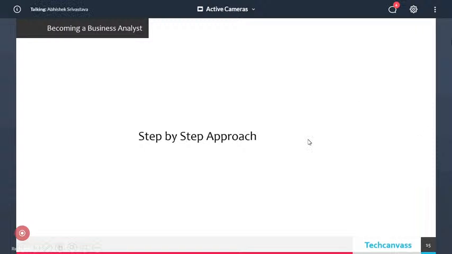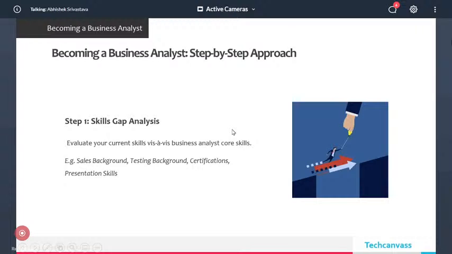Okay. So the first thing is that you come from different backgrounds. There's a variety of backgrounds from where you are coming. Now I have told you what are the skills which are needed to become a business owner. First step is to do an evaluation on gap. Which skills do you have? Which ones you don't have?